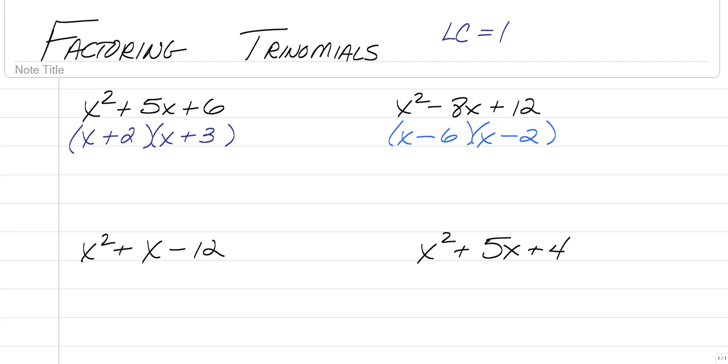So you have two more examples right here. I would like you to pause the video and try them. What you're thinking of is two numbers that will multiply to negative 12 but add to a positive 1. And in this one, what two numbers will multiply to a positive 4 and add to a positive 5? Okay, pause the video, give that a try, and then we'll talk about it when you're ready. Click play.